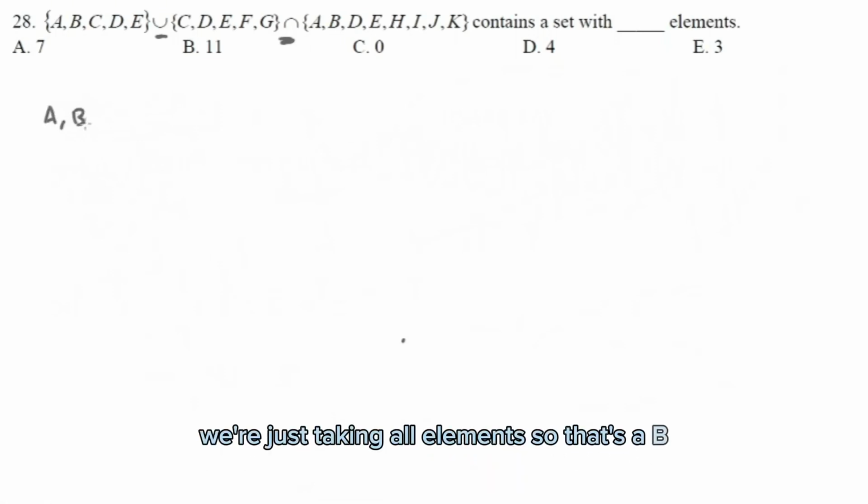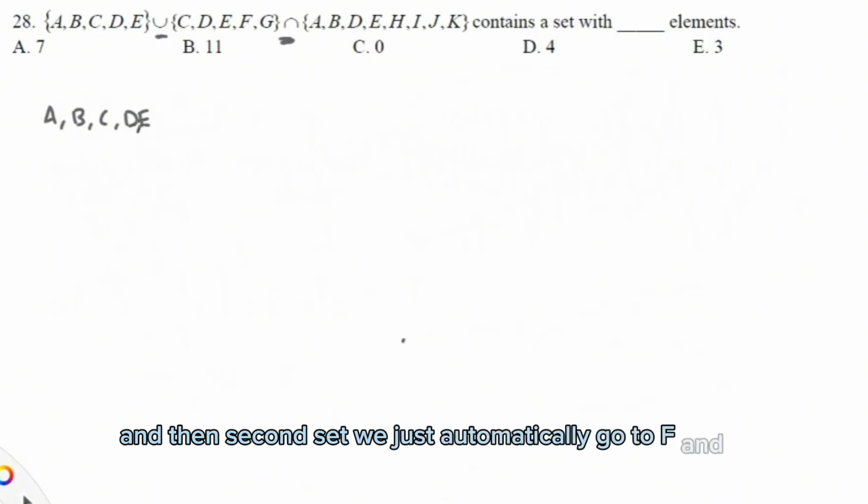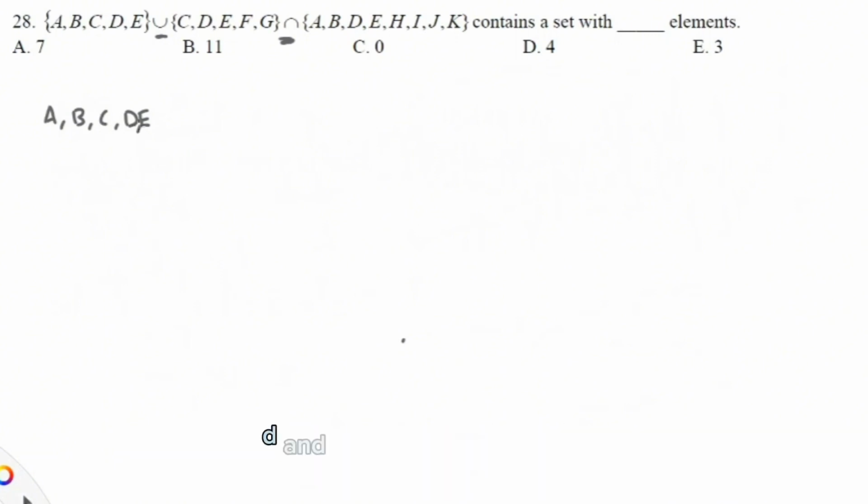Next, A, B, C, D, E, union, C, D, E, F, G, intersection, A, B, D, E, H, I, J, K, contains a set with how many elements? Alright, so first, between A, B, C, D, E, and C, D, E, F, G, since we're taking the union, we're just taking all elements. So that's A, B, C, D, E in the first set. And then in the second set, we just automatically go to F and G because we already have C, D, and E in the first set. So it's just F, G. Alright, this is our first set.